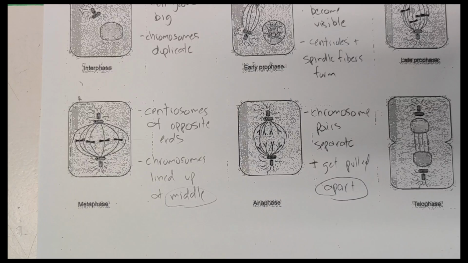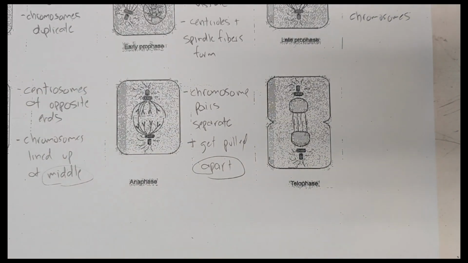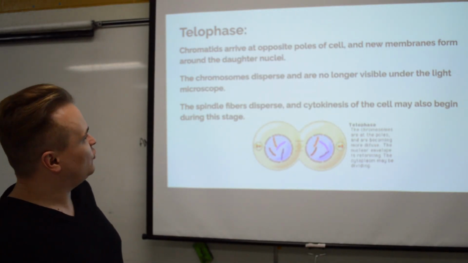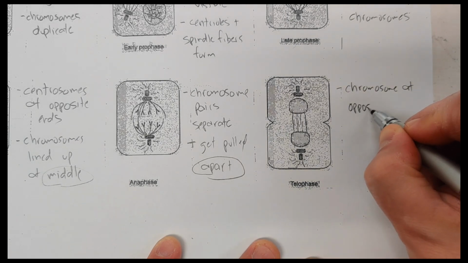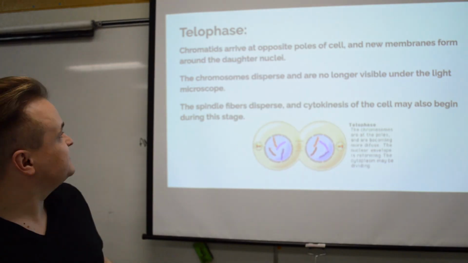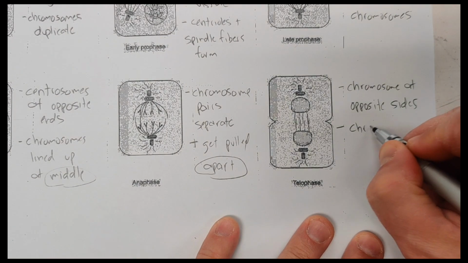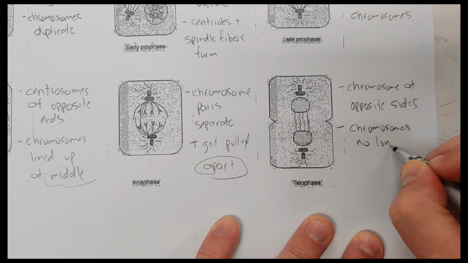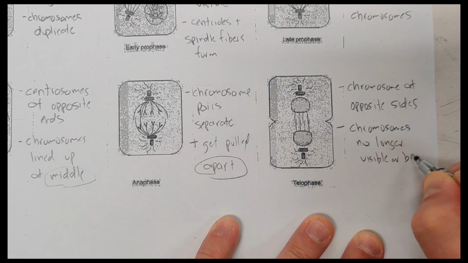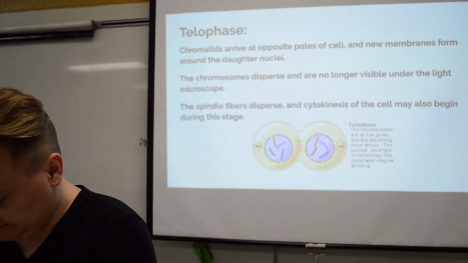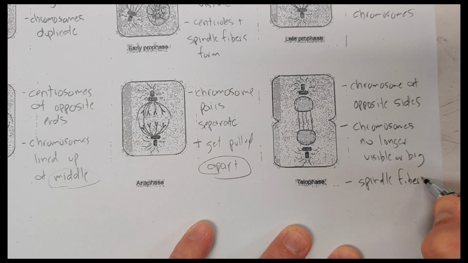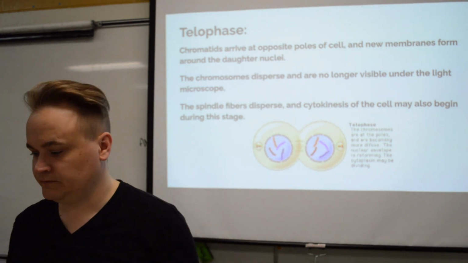And the last thing that you need to know is telophase. And what would you write for telophase? Chromatids arrive at opposite ends of the pole. So I would say chromosomes at opposite sides. What else would I say? Chromosomes no longer visible. And the last thing I would say for telophase is spindle fibers go away and cytokinesis happens. And cytokinesis is the splitting of that cell.